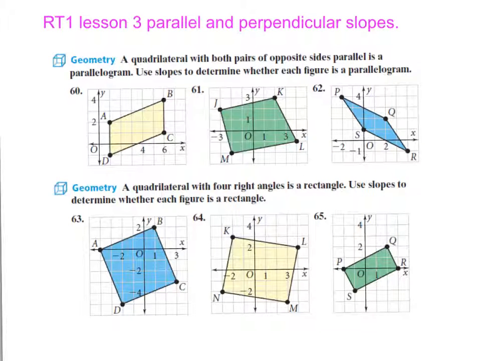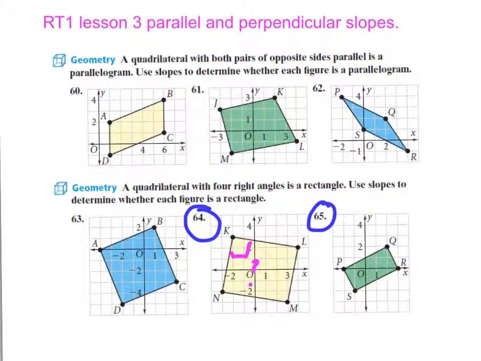Let's continue checking to see if problems 64 and 65 are rectangles. Again, we will look at the slope. If the slopes are opposite reciprocals of each other, then you have a 90-degree angle. So let's check the slope between KL and KN.